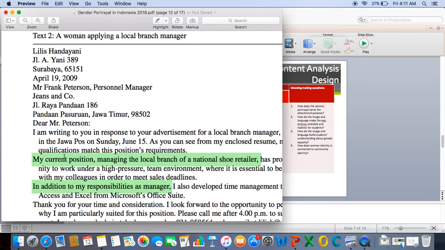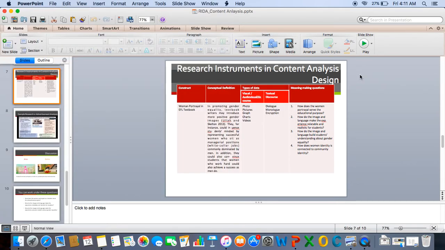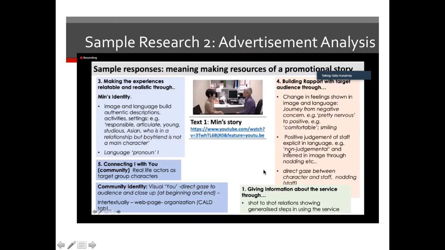Tapi ada potensi ketika ini enkripsi, contoh application letter perempuan, kemudian my current position managing the local brands of national shoe retailer. So di sini berarti udah menunjukkan bahwa ada woman portrayal itu punya power di sini. Dan dia kemungkinan punya opportunity untuk diterima bekerja di perusahaan internasional kayak gitu. So that's so interesting, right? Tapi memang perlu interpretasi yang sangat detail.